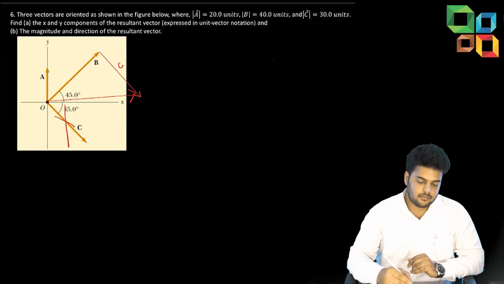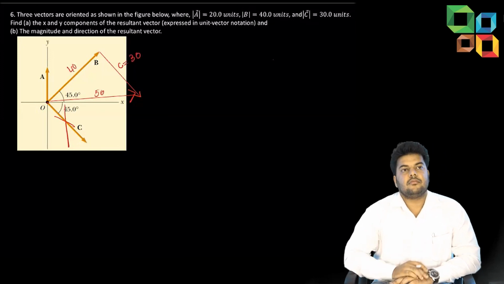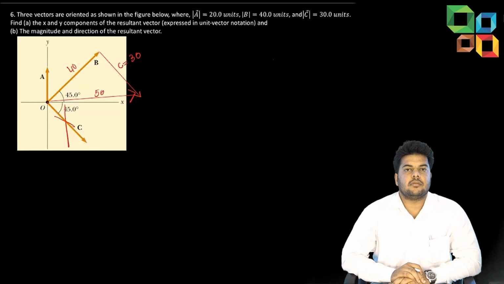What is the size of this vector? This is 30, right? And this is 40. So this would be 50. 3, 4, 5 triangle, isn't it? 30, 40, 50. But does it help? I don't think so.